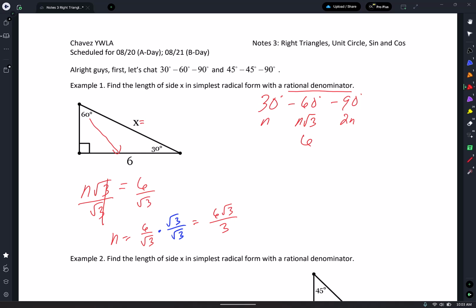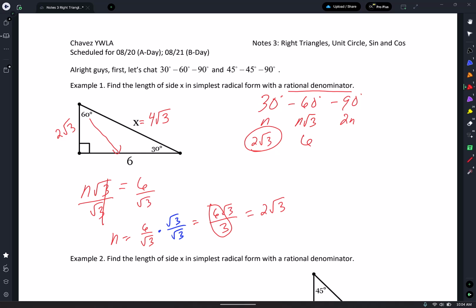Are we still okay? Then I see that I have a 3 in the denominator and a 6 in the numerator. How many times does 3 go into 6? Twice. So this short leg is 2 root 3. Are we still okay? All right. I want the hypotenuse. So to get the hypotenuse, I just double the 2 root 3, so it is now 4 root 3.